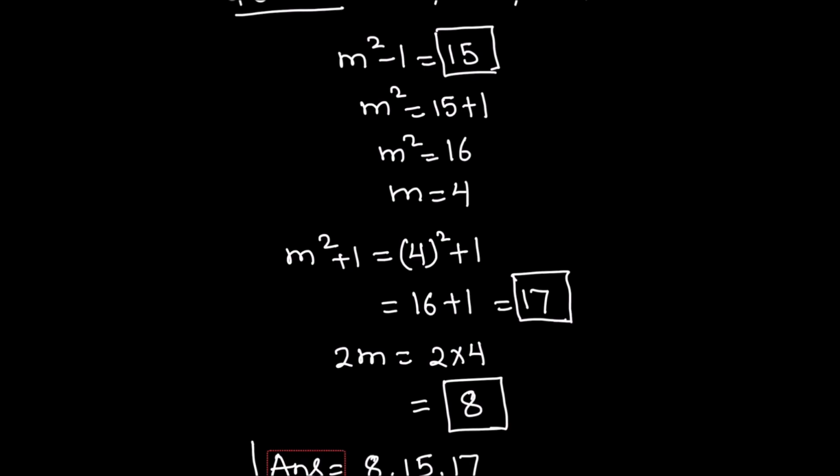So this is how we find the Pythagorean triplet numbers if one of the numbers is given.